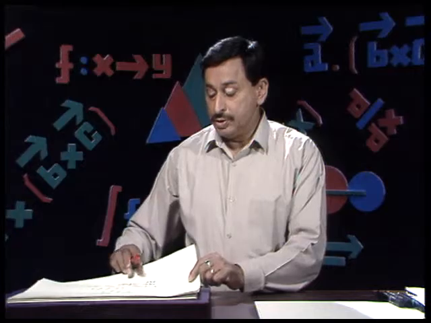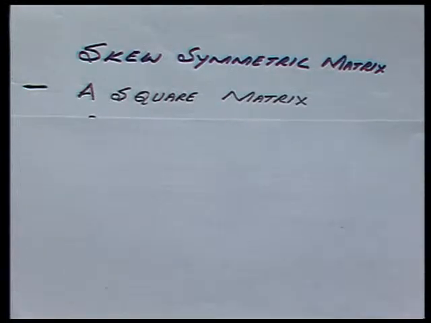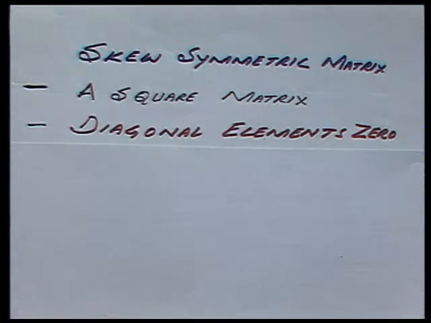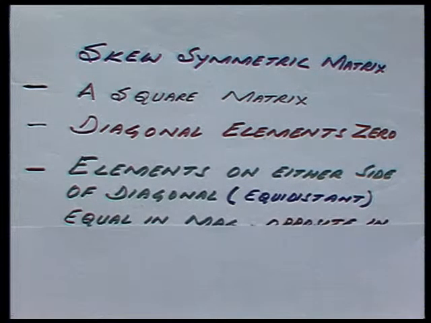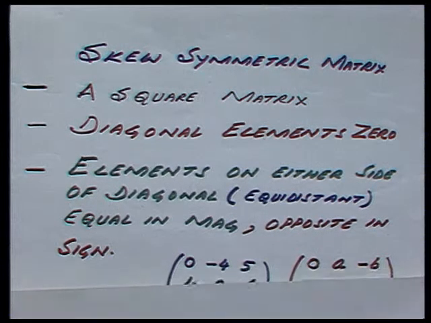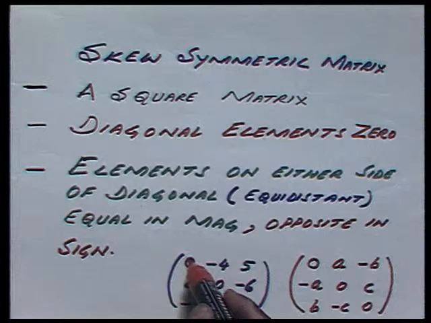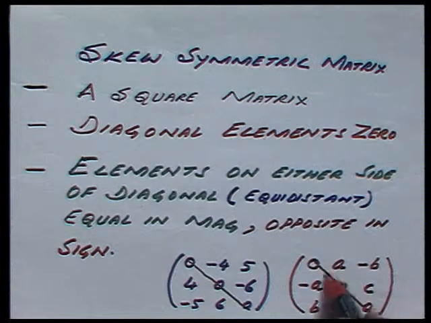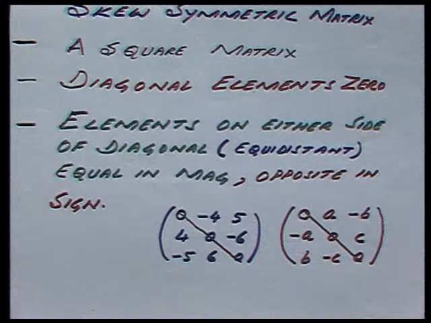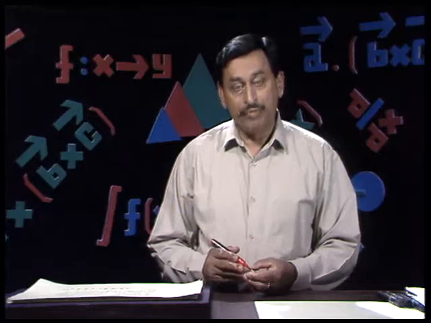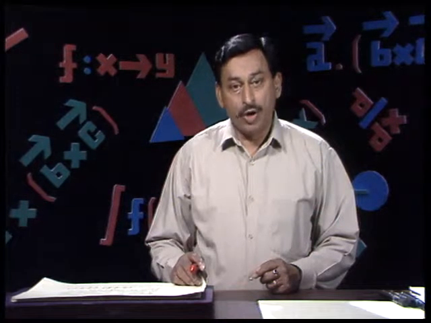Then we went on to introduce you to a skew symmetric matrix. A skew symmetric matrix, we said, was a square matrix with all diagonal elements zero, and elements on either side of the diagonal, that means equidistant from the diagonal, are equal in magnitude but opposite in sign. The examples of two such matrices are here, where you could find that the diagonal elements are all zero, and the equidistant elements are equal in magnitude but opposite in sign. One is positive, the other is negative. Having seen this, now we are ready to go on to certain more understanding of the matrices, and then on to the operations.